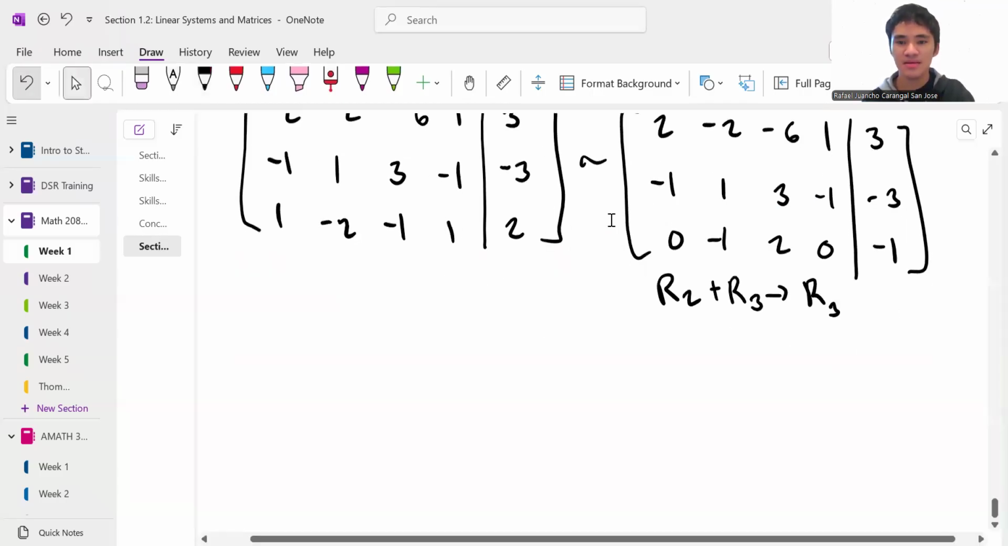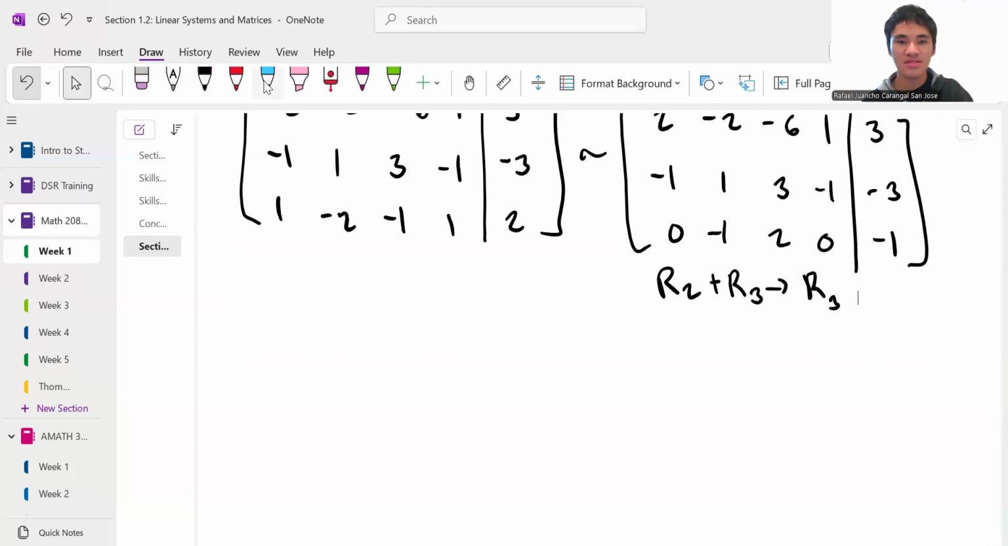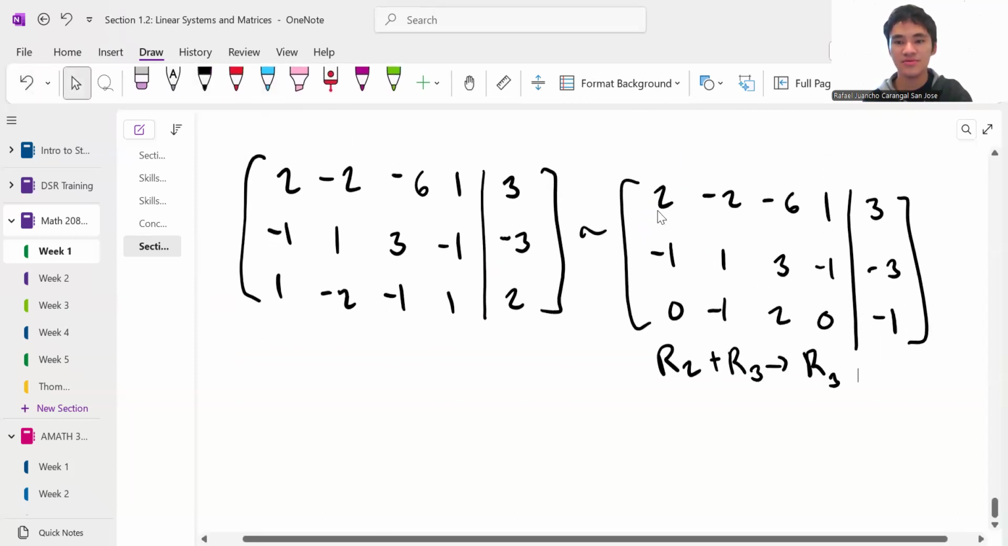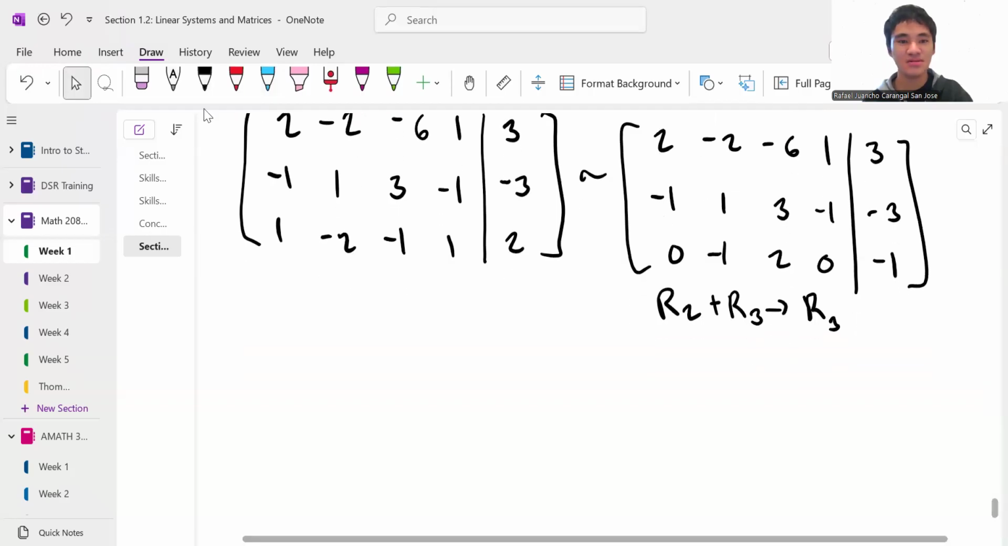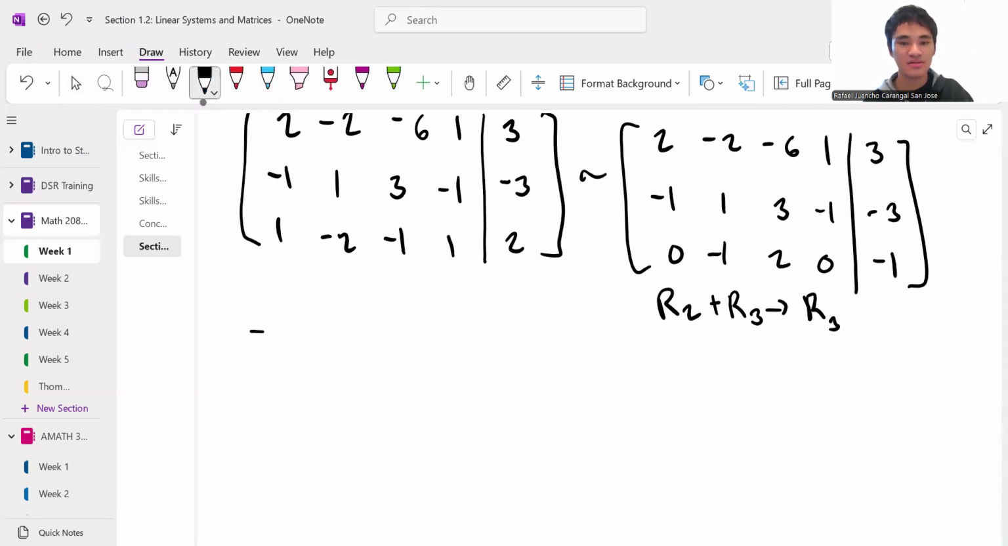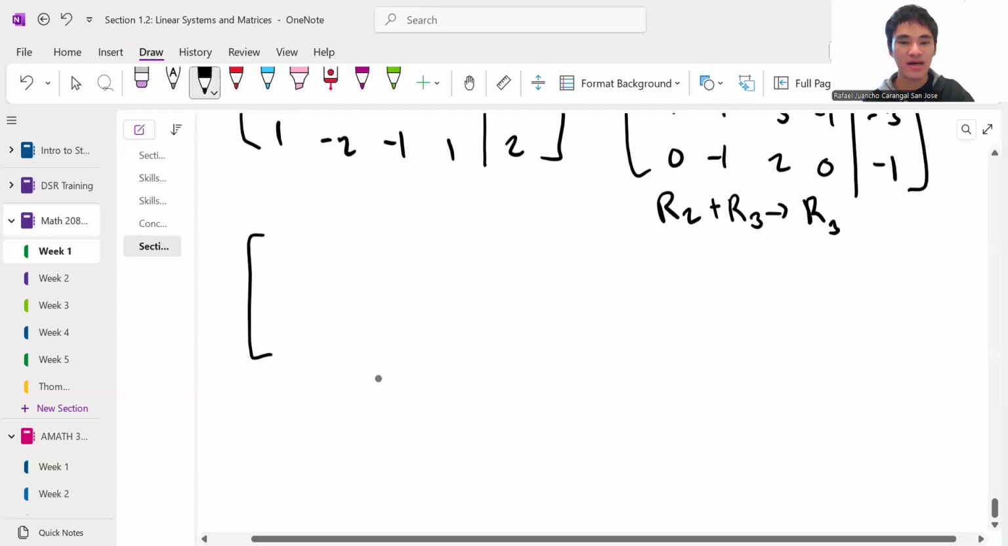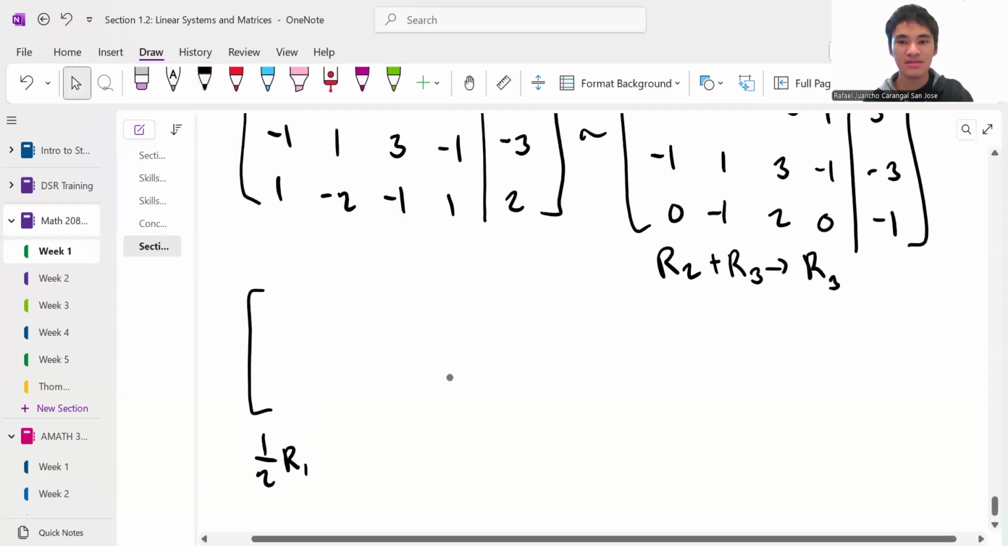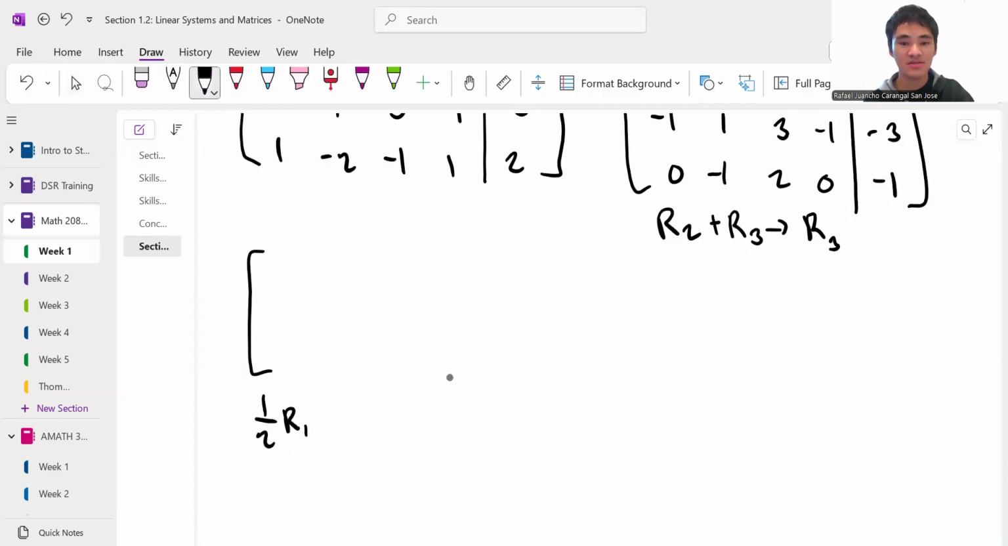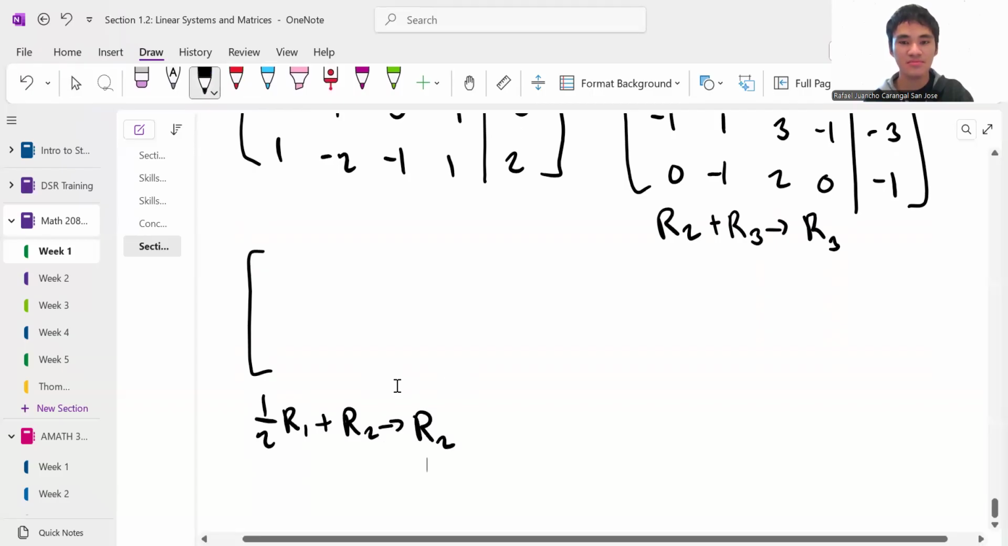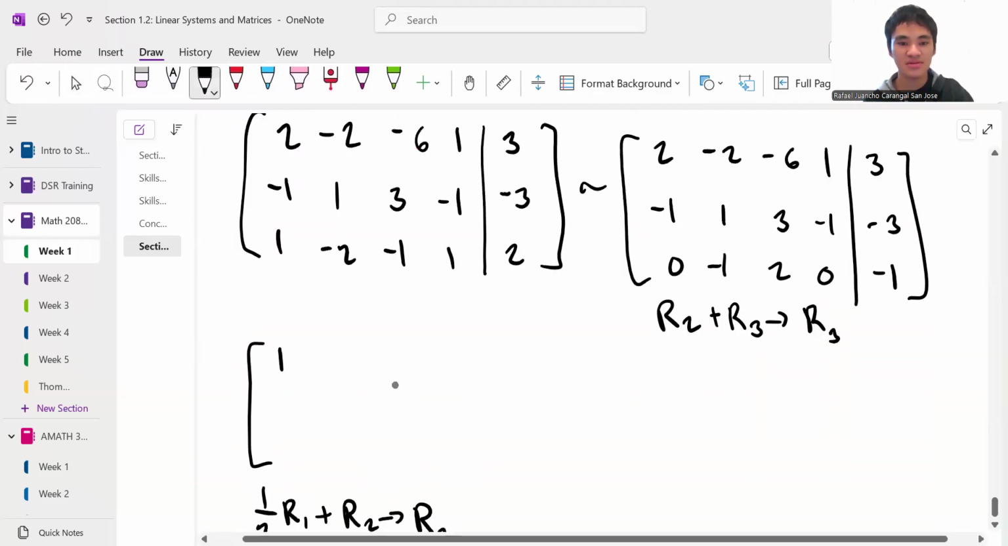Now I want to make this upper entry a 0. How do I do that? I could do row 1 divided by 2, or multiply row 1 by a half. That becomes a +1. Then I add it to row 2 and put this in row 2. So if I divide this, this becomes 1, -1, -3. 1 becomes a half.